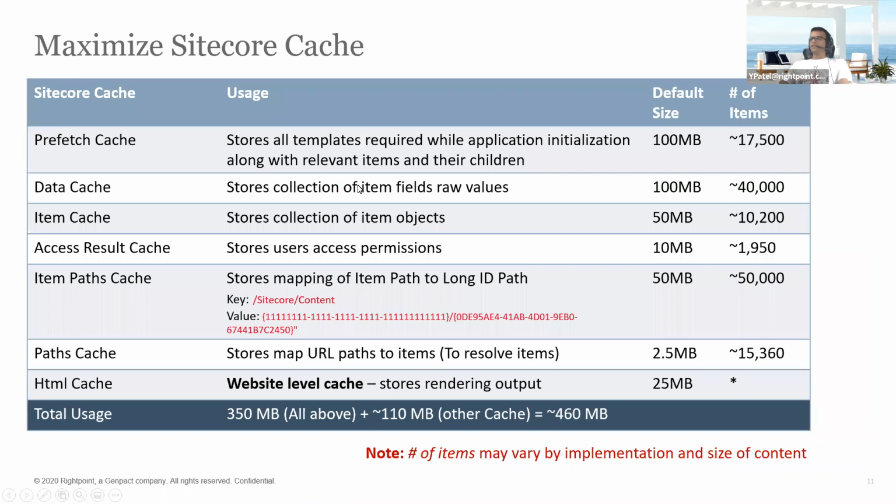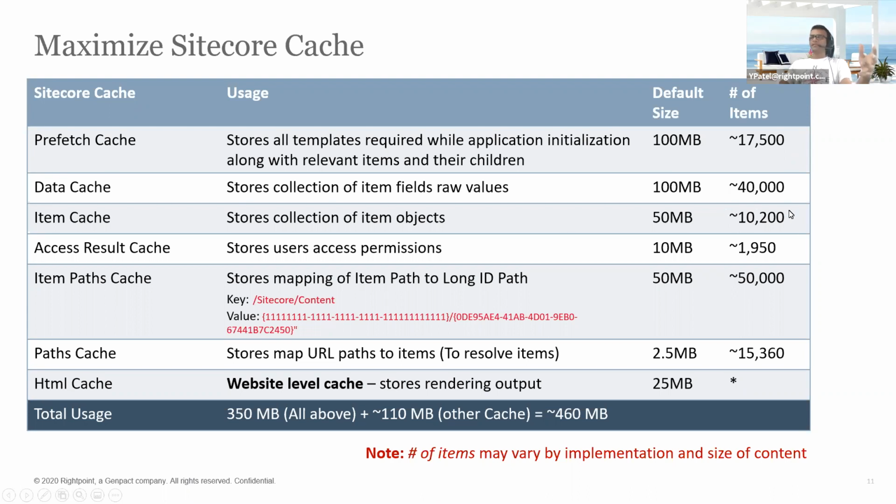So these are the stats I collected from my recent implementation. The reason behind preparing these stats is to get some idea of how many items it will be caching if I go with 100 MB, the default size. For prefetch cache, it will store 17,500 items for 100 MB of cache size. For data cache, it will store 40,000 items. And for items cache, for 50 MB, it will store 10,200.